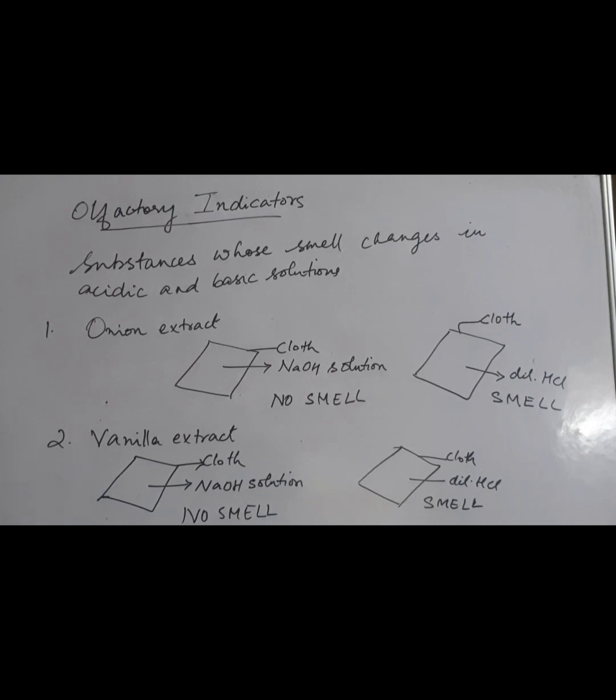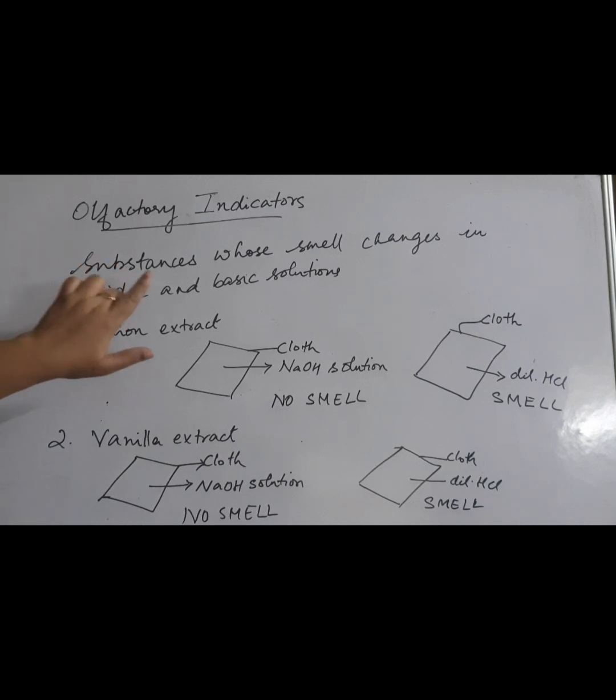So next type of indicator is olfactory indicator. So you know that olfactory is something related to smell. So substances whose smell changes in acidic and basic solution, you call those olfactory indicators. So what do you mean by olfactory indicators? The substances whose smell changes. Okay, so let's see how the smell changes. Here I have taken onion extract and vanilla extract. These are two olfactory indicators. You know the smell of onion, and also you know the smell of vanilla.